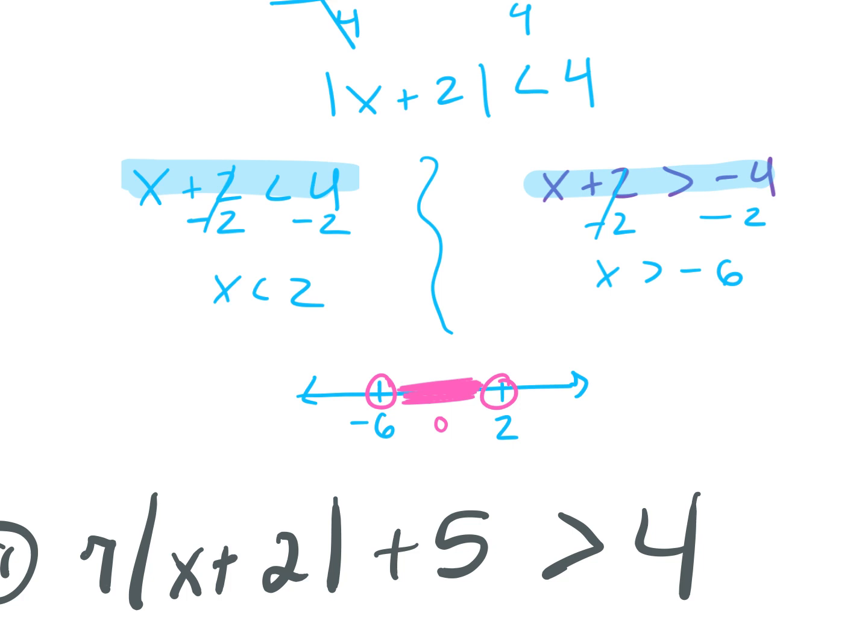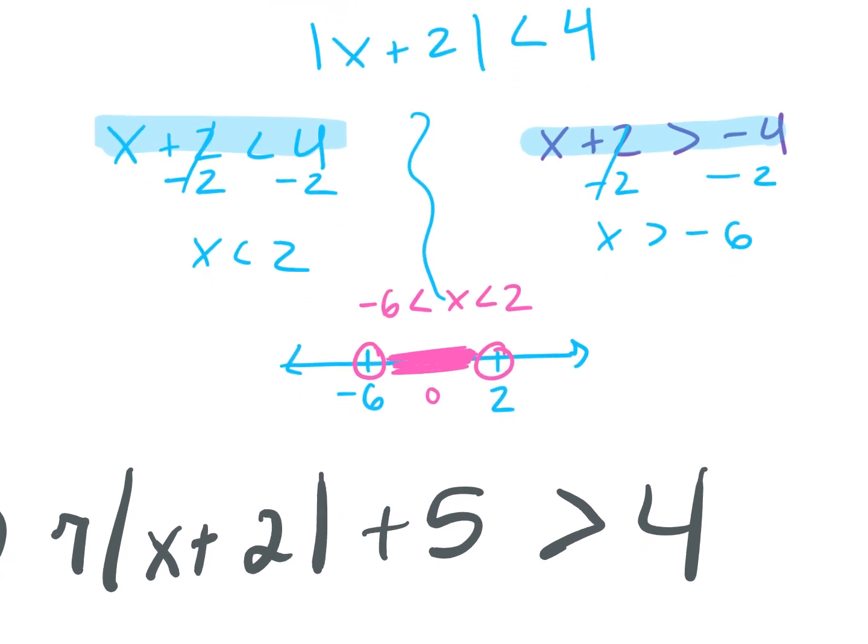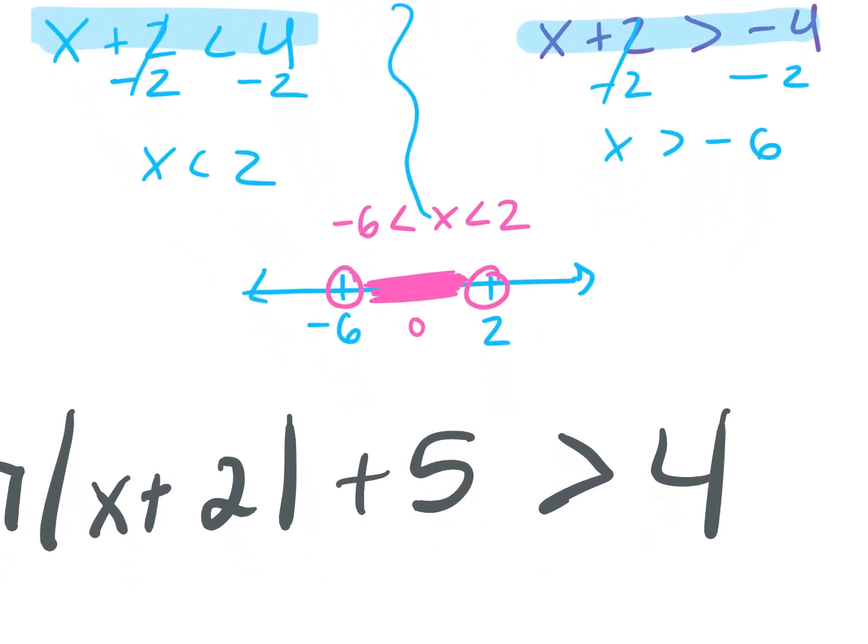So since I'm shading in the middle, I'm going to have 1 inequality. So I start with negative 6 is less than x, which is less than 2. I'm also going to have 1 interval notation. Do I have a bracket or parentheses for my interval notation? Parentheses, negative 6 to 2, parentheses.